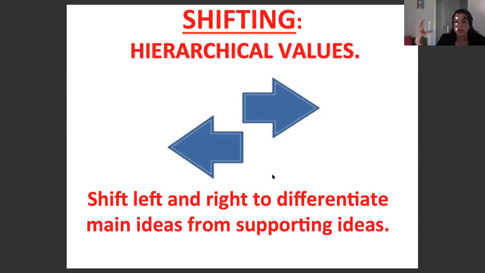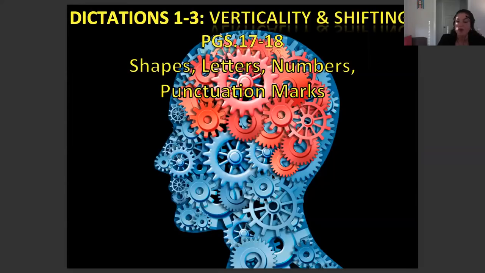So again, you're thinking of hierarchical values, meaning what are the main ideas and the supporting ideas and then even more supporting ideas, and shifting to the left and to the right to differentiate these main ideas from supporting ideas. Now, for you to practice this, because this is all theory and we don't want it to be theory, we want it to be automatic.